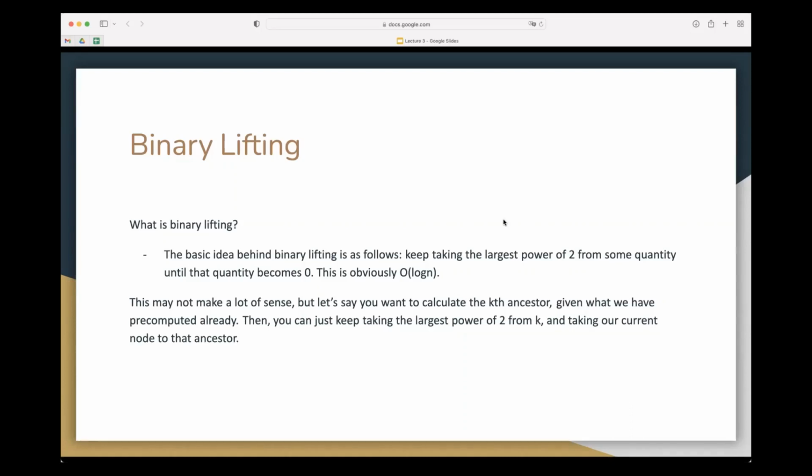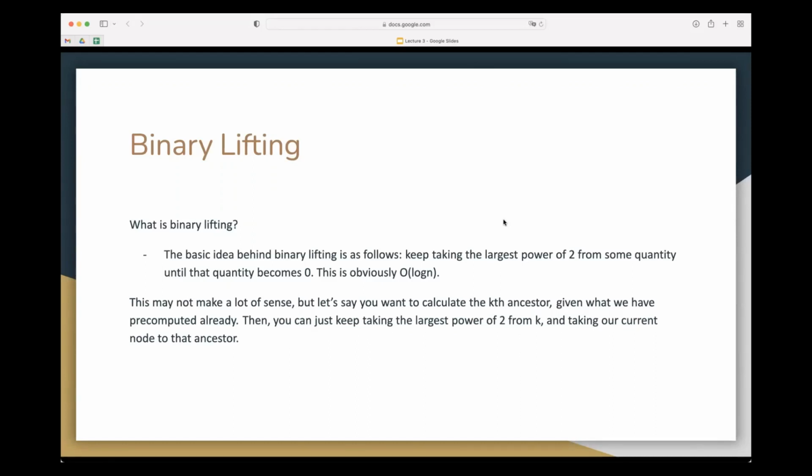For example, if we wanted to take the kth ancestor of a node, we would take the largest power of 2 less than k, and then we take the ancestor of the node, and now the ancestor that we take it to is k minus the largest power of 2 less than k. So every time we're reducing the power of 2. So at most it's O of log n.